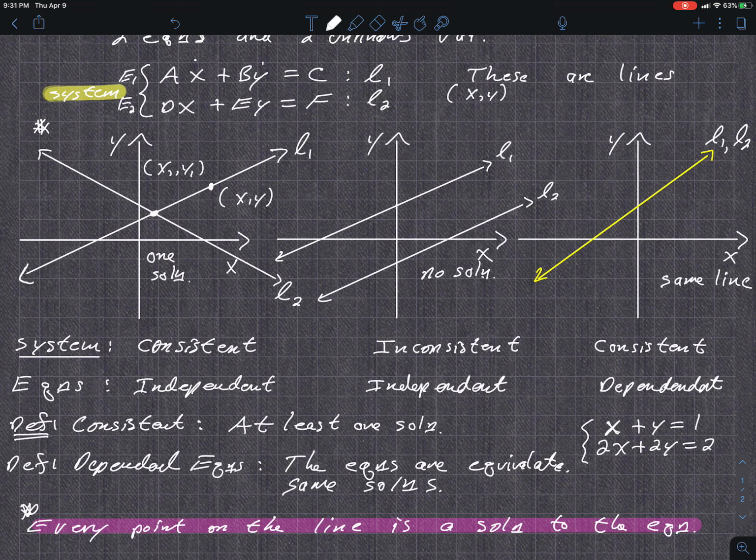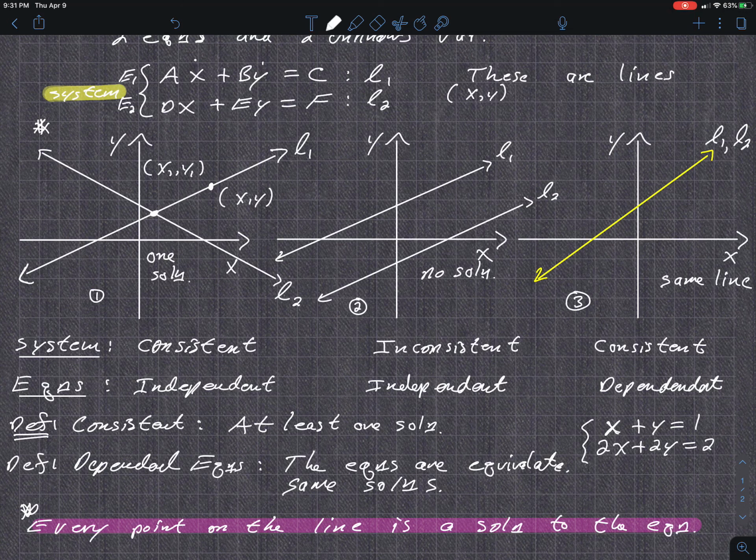We say the system in the first and last case are consistent. So a system, here's a definition. A system is consistent if it has at least one solution. So consistent, at least one solution. Okay, so that's of course case 1, 2, and 3. So case 1 and 3 are consistent systems, we say.